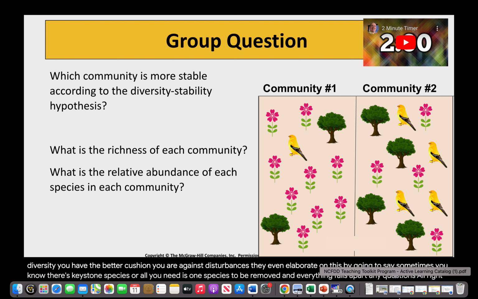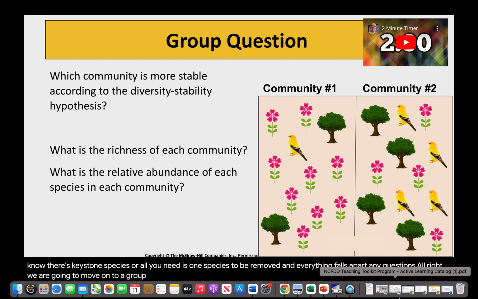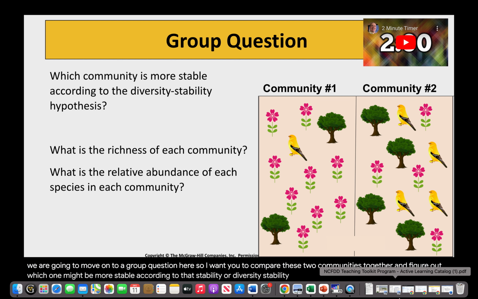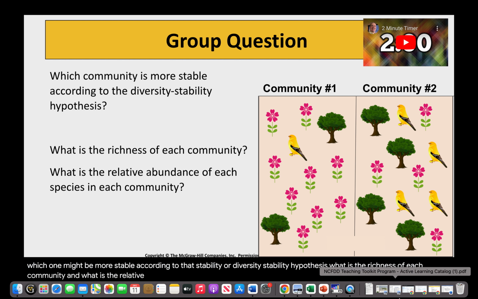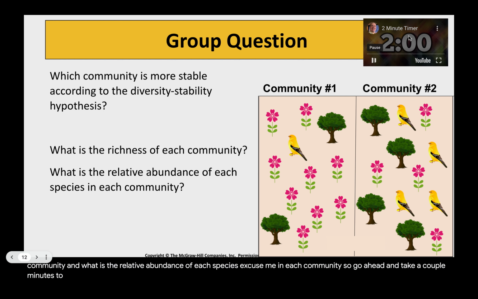All right, we are going to move on to a group question here. I want you to compare these two communities together and figure out which one might be more stable according to the diversity-stability hypothesis. What is the richness of each community? And what is the relative abundance of each species in each community? So go ahead and take a couple minutes to do so here.